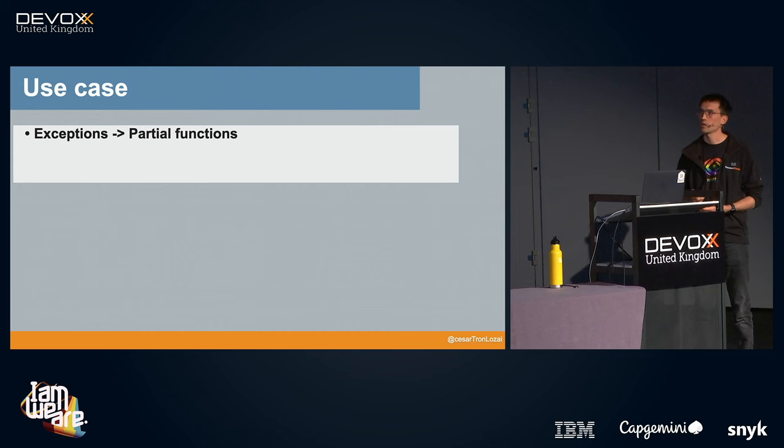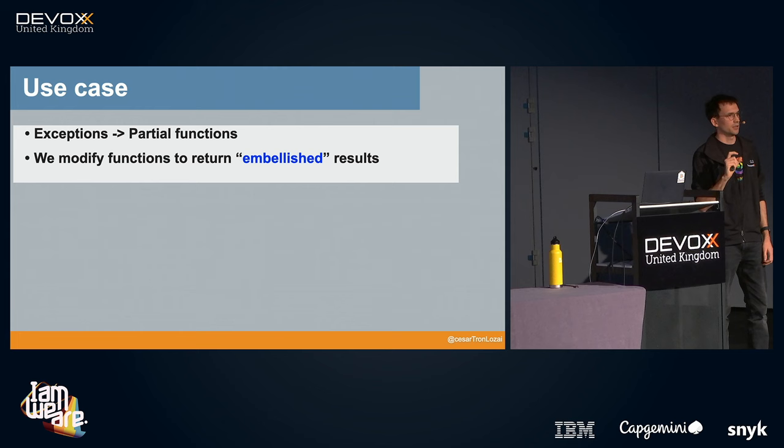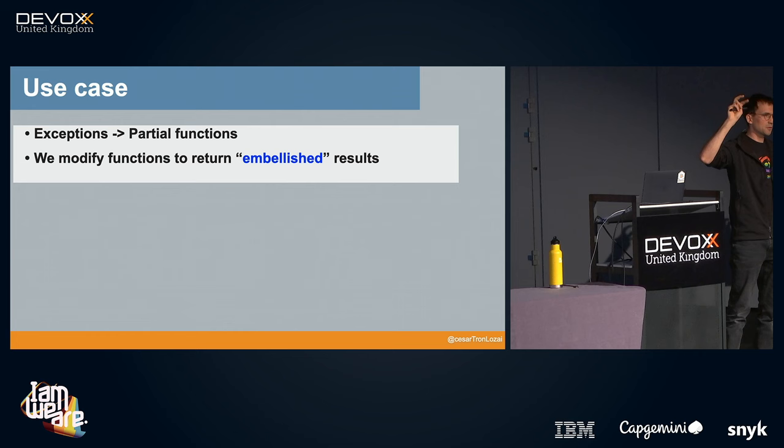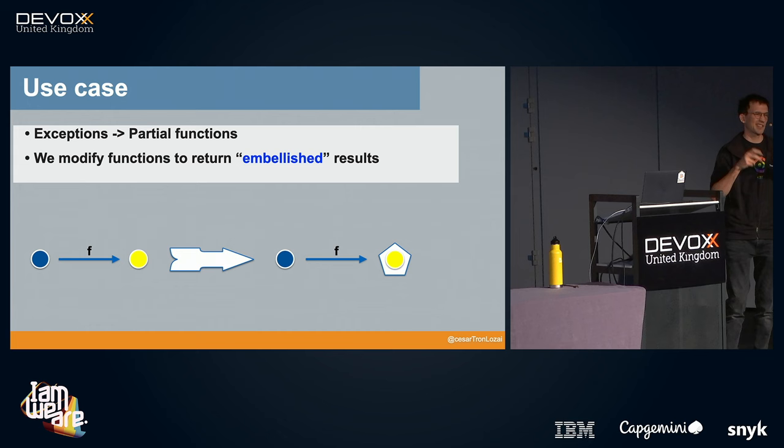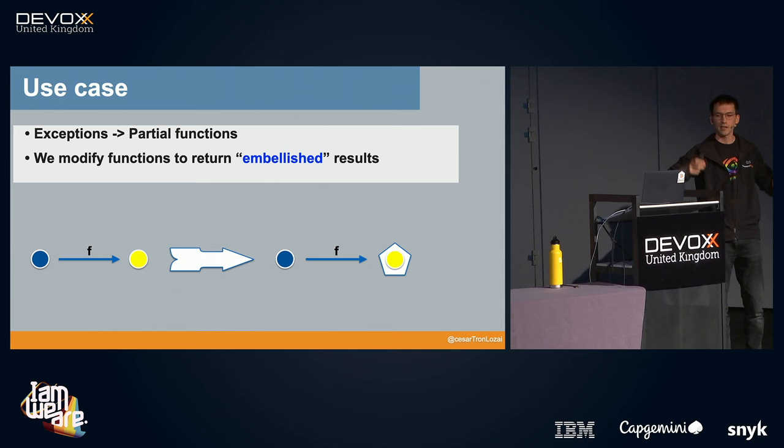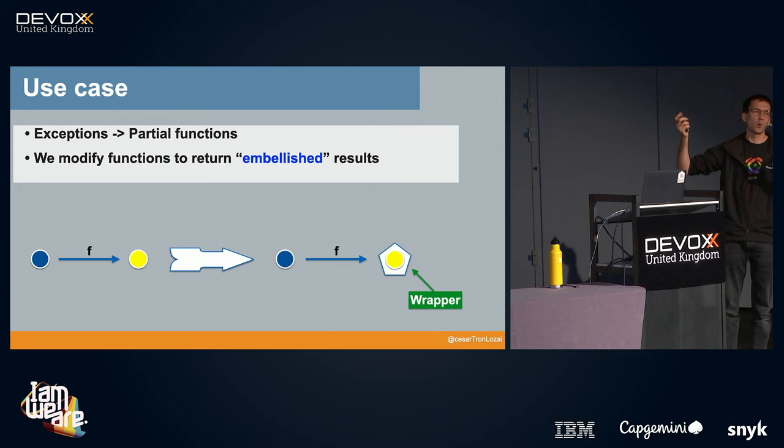So what we can do is we can modify the signature of each function to return an embellished type. So take this with a pinch of salt for now, and we'll dig into that. So what do we mean by this? If we had a function from blue to yellow, we do a refactoring in our favorite IDE, and we change that to something of yellow. And at the moment, I make zero assumption about this something of yellow. It's just something else. And actually, without really knowing, you're familiar with this technique. And we can call that the wrapper type. So why are you familiar with it?